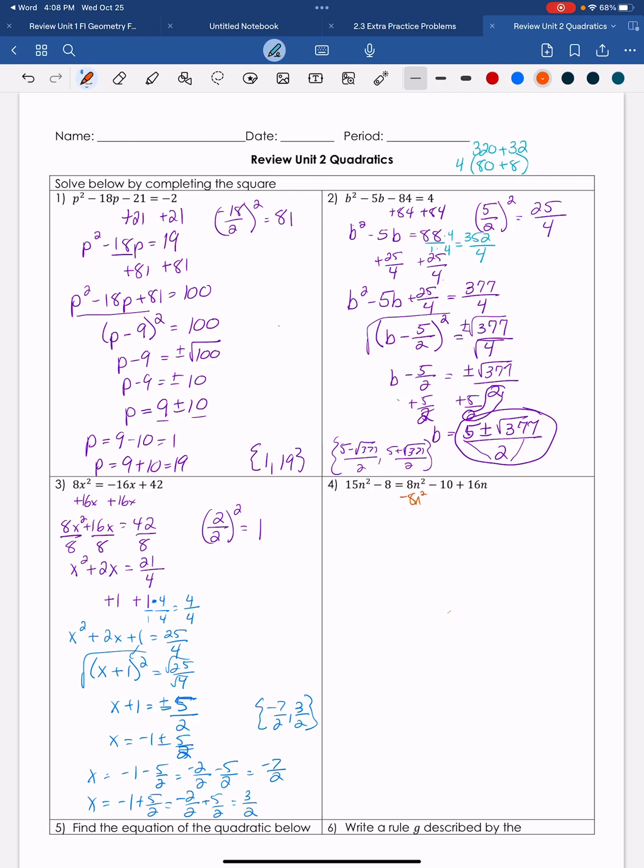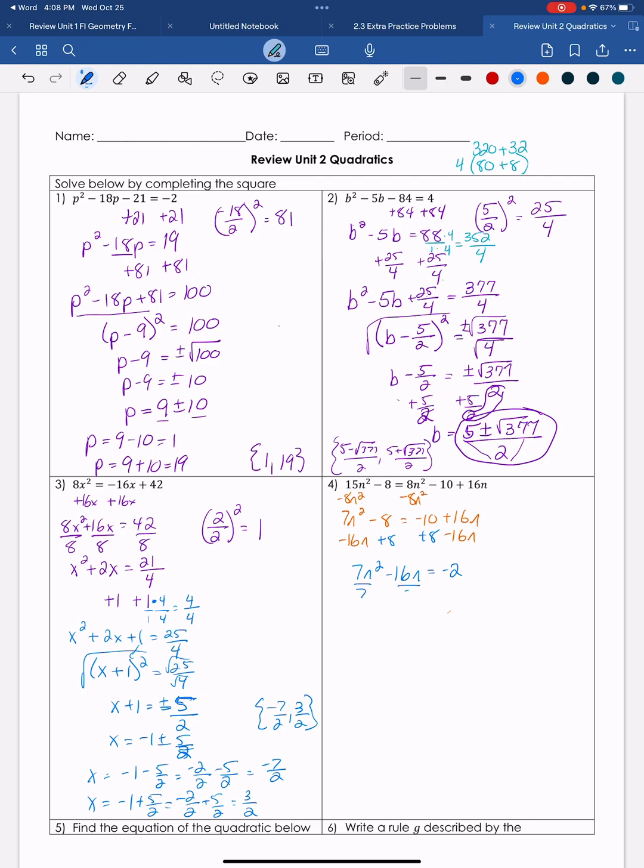So in this case, we get all of our, so I'm going to subtract 8n squared. So that's going to be 7n squared minus 8 is equal to negative 10 plus 16n. I know the 16n has to move over here. And I also know that the 8 has to move over here. So this ends up being 7n squared minus 16n is equal to negative 2.